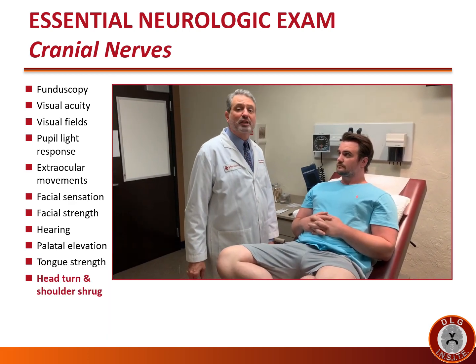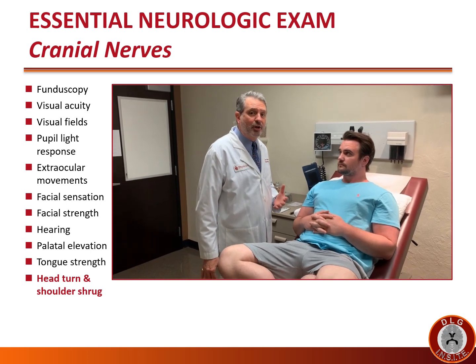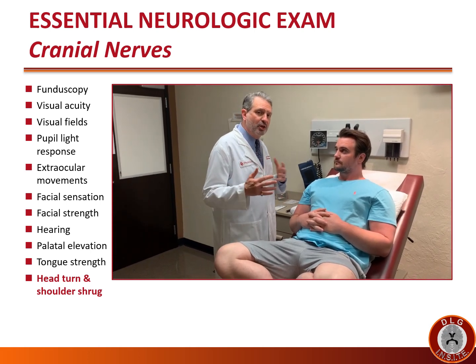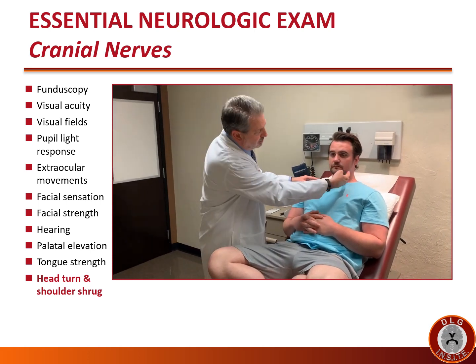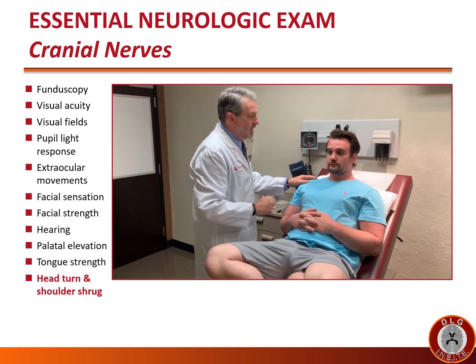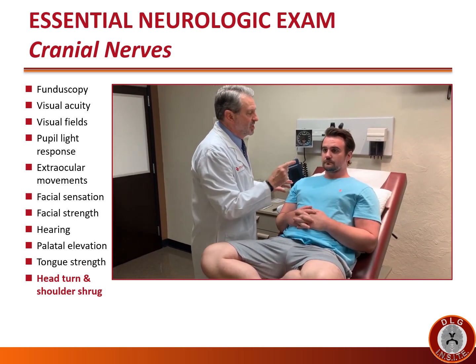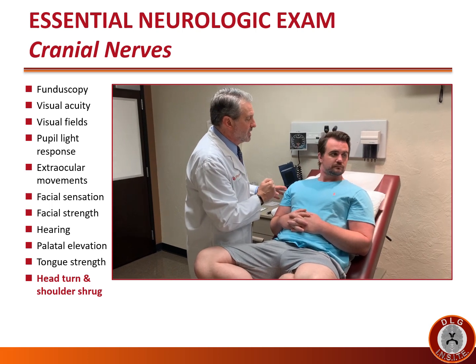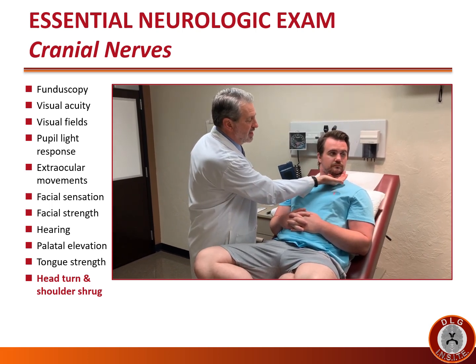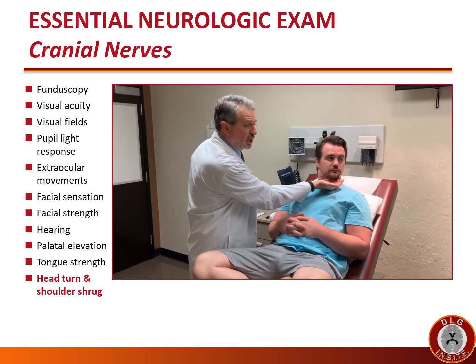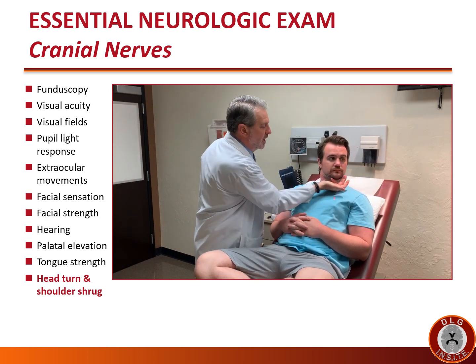Now let's assess cranial nerve 11, the head turn and shoulder shrug. So the head turn is the sternocleidomastoid. Sternocleidomastoid runs here in the anterior neck, and this is how you do this. You're going to have the patient turn all the way to the left, and you're going to try, the sternocleidomastoid twists the neck, so you're going to pull on the chin. Don't pull on the whole head, underneath the chin.